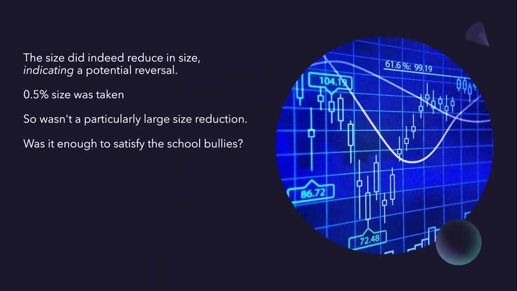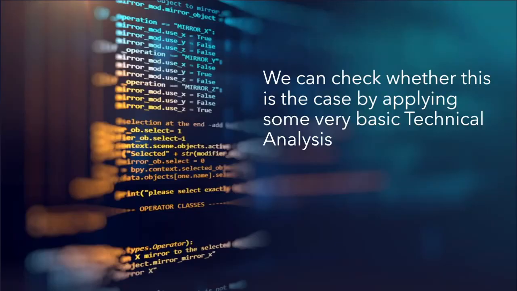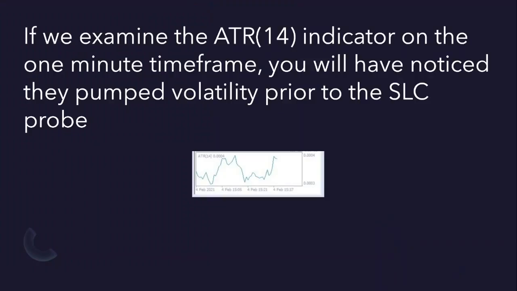The size did indeed reduce, indicating the potential reversal. 0.5% size was taken, so it wasn't a particularly large size reduction. Was it enough to satisfy the school bullies? Now we can check whether this is the case by applying some very basic technical analysis.